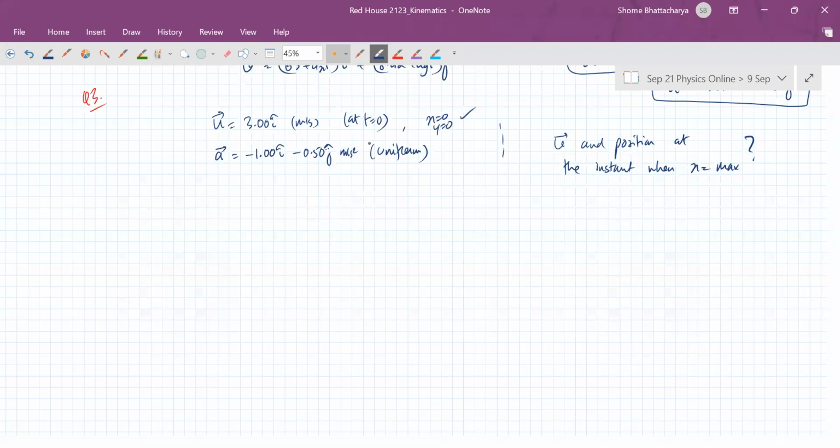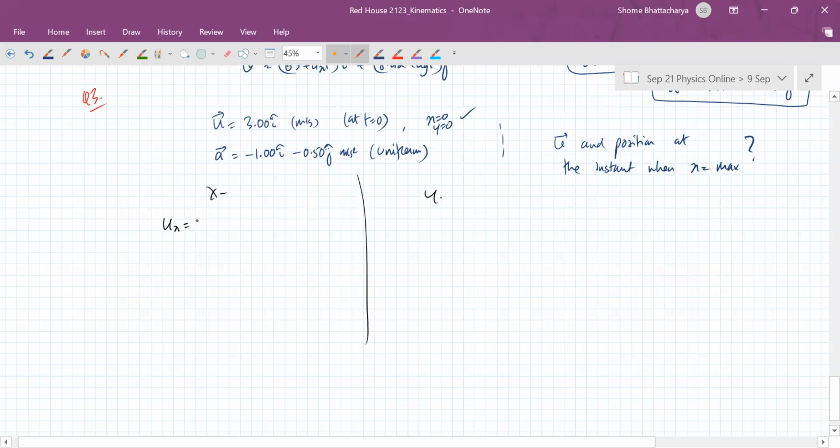So divide the motion into individual components, x and y. So you will see ux is 3 and ax is minus 1. So at some time t, your x coordinate will be 3t minus 0.5 t square, and your x component of velocity will be 3 minus t. So this is the more important equation for us.